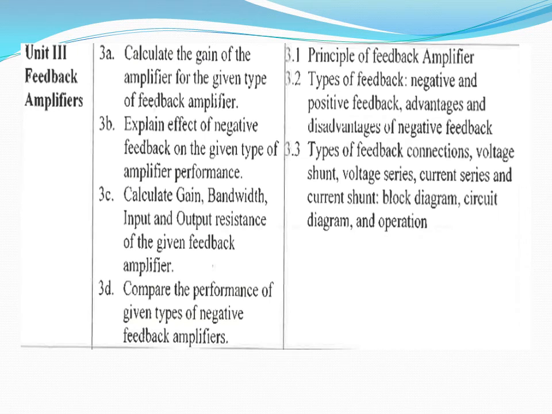In the third unit, that is your third chapter, we will study feedback amplifiers. We will be studying the principles, types and types of feedback connections that can be voltage shunt, voltage series, current series and current shunt. We will be studying how to calculate the gain, what will be the effect of negative feedback, how to calculate the gain, bandwidth, input, output resistance, and we will compare the performance of the feedback amplifiers.